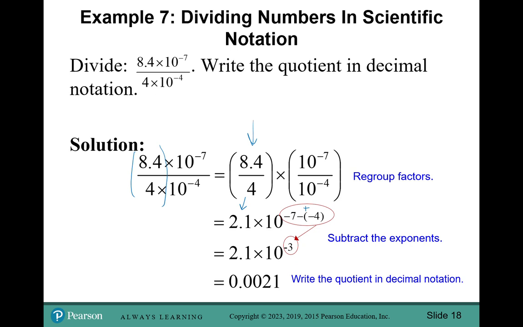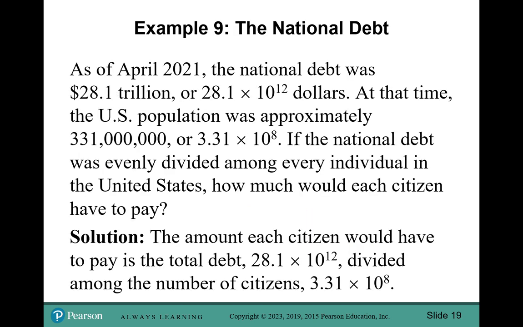That's still scientific notation. We want it in decimal notation. In order to get it in decimal notation, I need to move this decimal 3 places to the left. 1, 2, 3. And put it right there. Add my zeros in, and this is why I get 0.0021. That is the quotient in decimal notation.